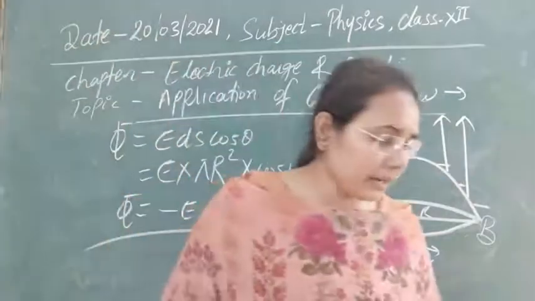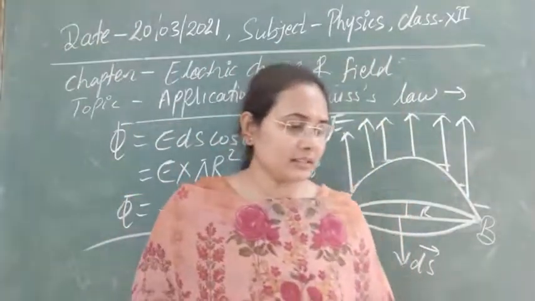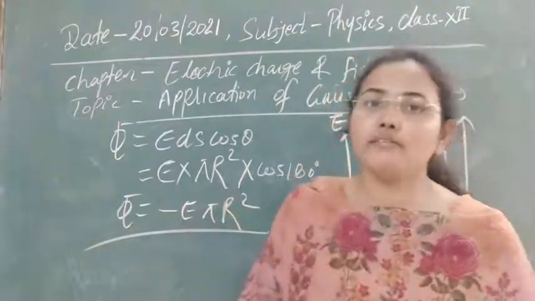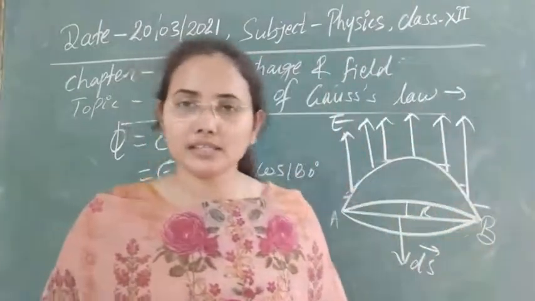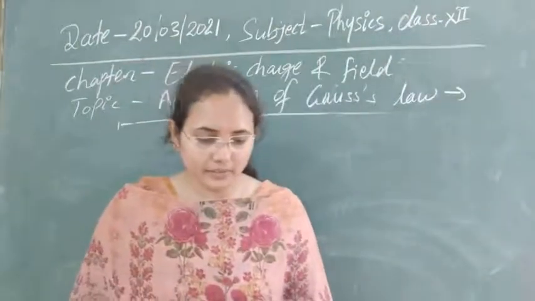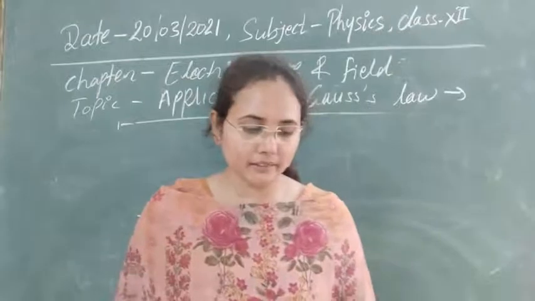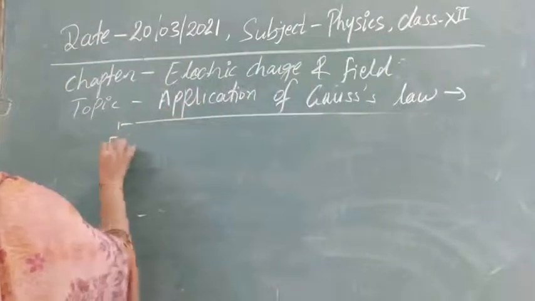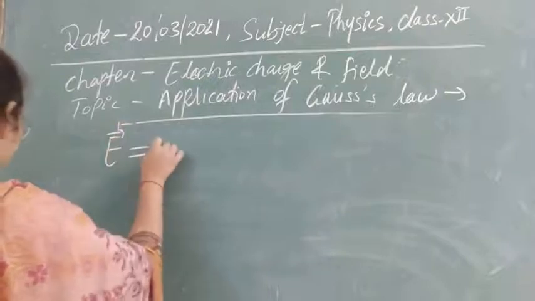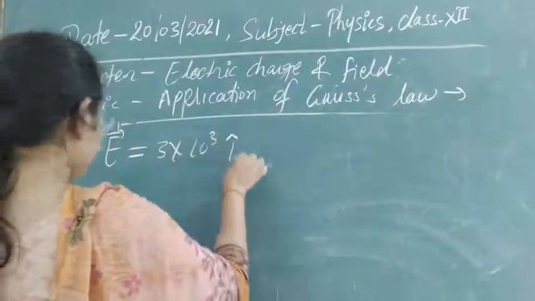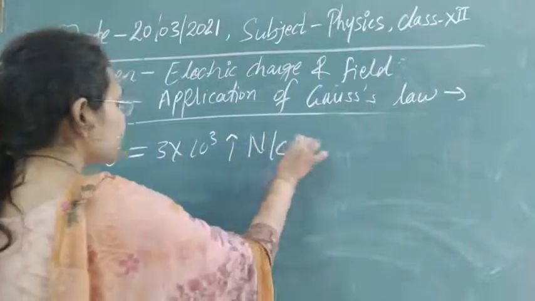So easily, using these factors, we can understand what the value of electric flux will be for certain figures. Let's see some more examples. The next question: consider a uniform electric field E equal to 3 into 10 to the power 3, in Newton per coulomb, with the direction given.